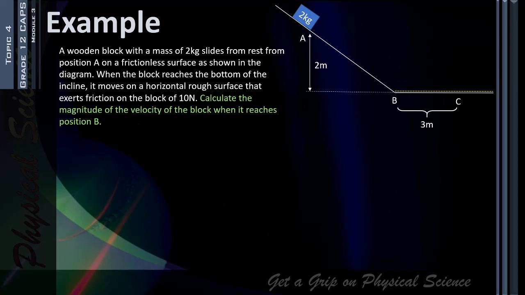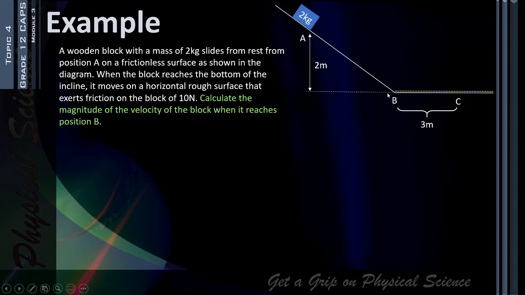A wooden block with a mass of 2 kg slides from rest from position A on a frictionless surface as shown in the diagram. When the block reaches the bottom of the incline, it moves on a horizontal rough surface that exerts friction on the block of 10 Newton. Calculate the magnitude of the velocity of the block when it reaches position B.